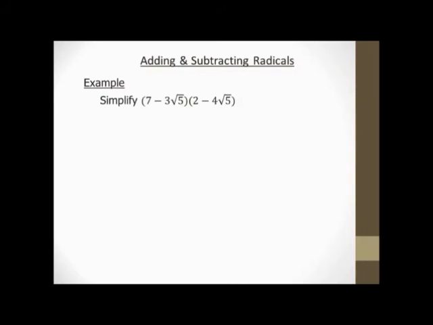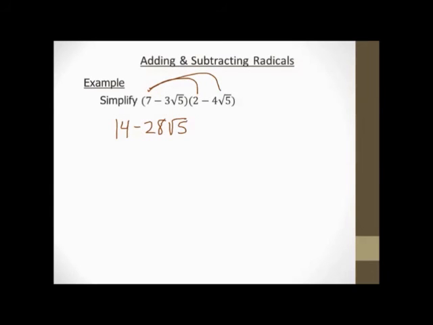Alright, so let's go ahead and distribute the 7. So again, this is a FOIL problem, we're double distributing. So I'm going to distribute the 7, 7 times 2, 14. Now 7 times negative 4 square root of 5 is kind of like 7 times negative 4x. You multiply the coefficients, leave the x where it is. So I'm going to multiply the coefficients here, leave the square root of 5 where it is. So 7 times negative 4, negative 28, square root of 5.